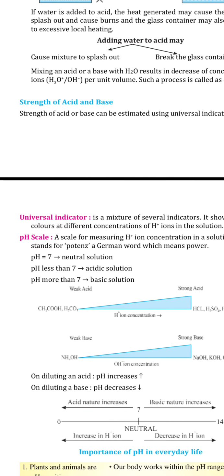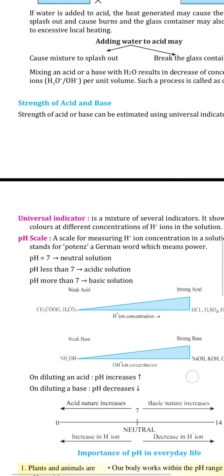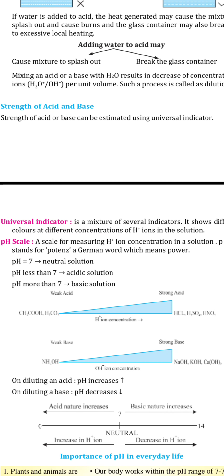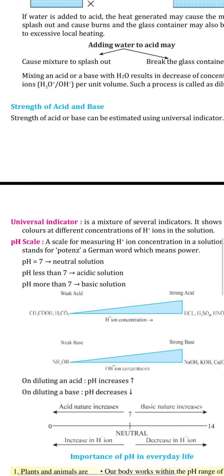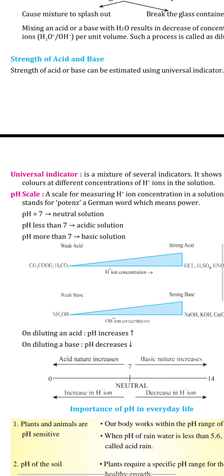Now universal indicators. Universal indicators are those indicators which show different colors in different solutions. On the scale, 7 is neutral, less than 7 is acidic and more than 7 is basic. These are some indicators.